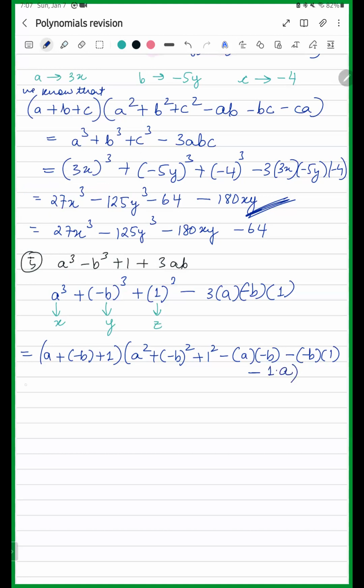So here let's just simplify it. A minus b plus 1 into a squared, minus b whole squared is b squared, itself plus 1. Minus minus is plus ab, minus minus plus b minus a. So we can just leave it at this itself, or if you want, you can take the one to the end of this. But this is fine.